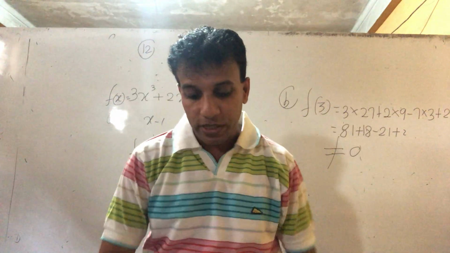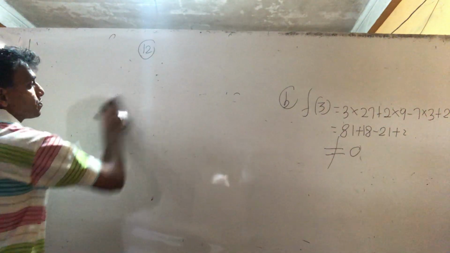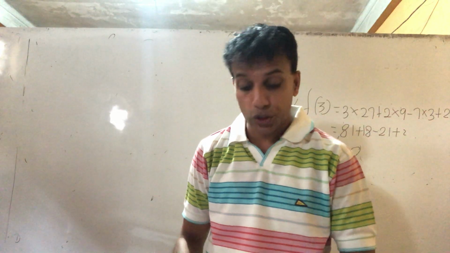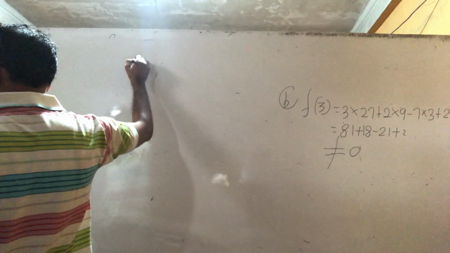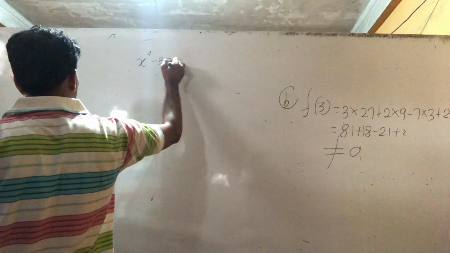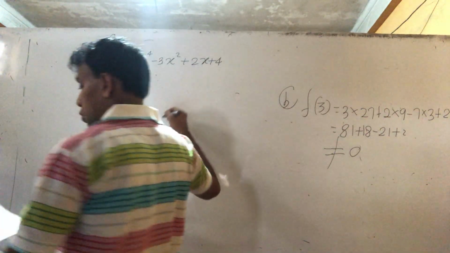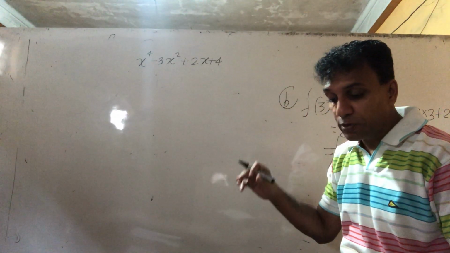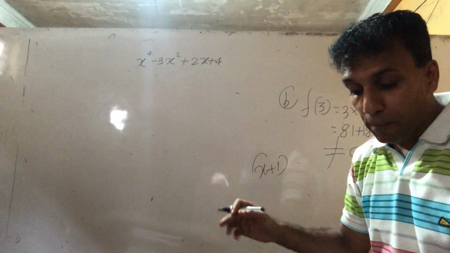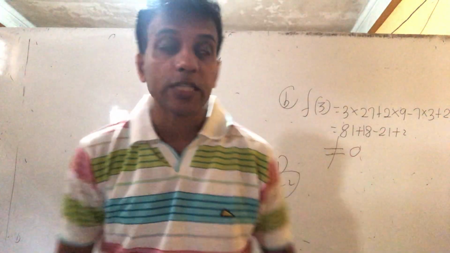Okay. See question number 13. The question says, show that x to the power 4 minus 3x square plus 2x plus 4 is divisible by x plus 1 but not by x minus 2.